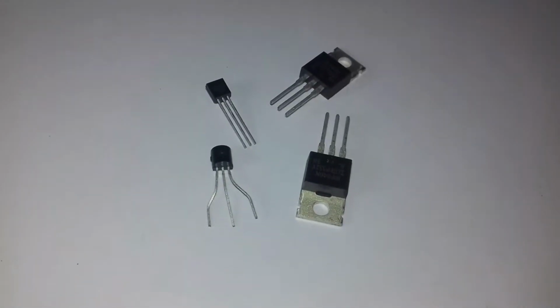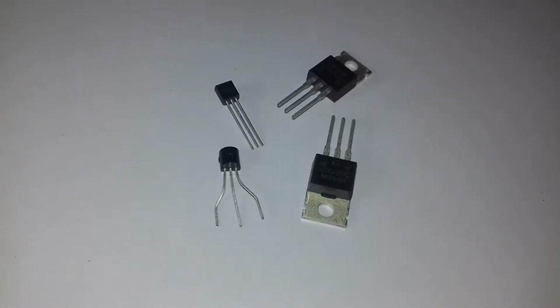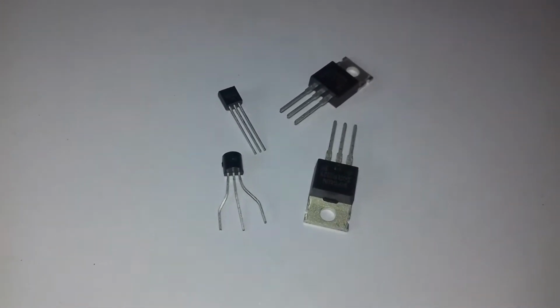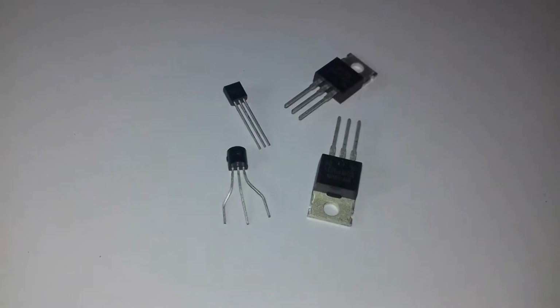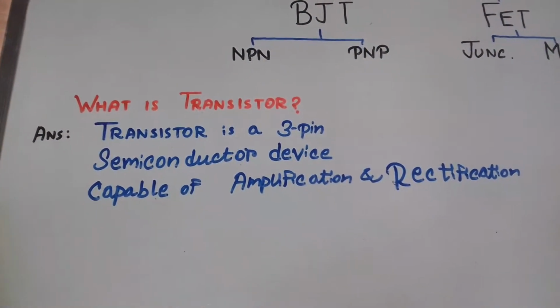So today's topic is what is a transistor and how to use it. So let us look at the definition of a transistor. The transistor is a 3-pin semiconductor device which is capable of amplification as well as rectification.